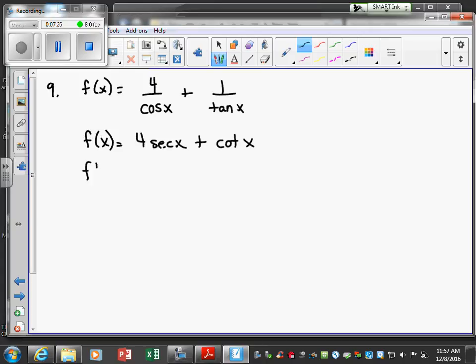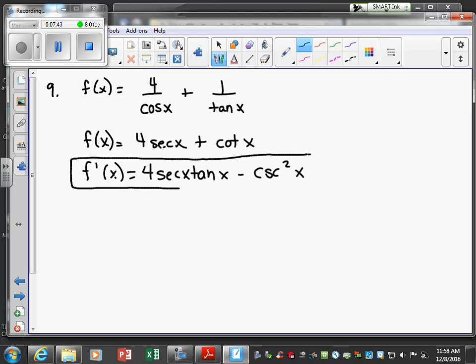f prime of x to be 4. What's the derivative of secant x? Secant x tangent x. And then the derivative of cotangent x is negative cosecant squared x. Okay, so know that you can do that.